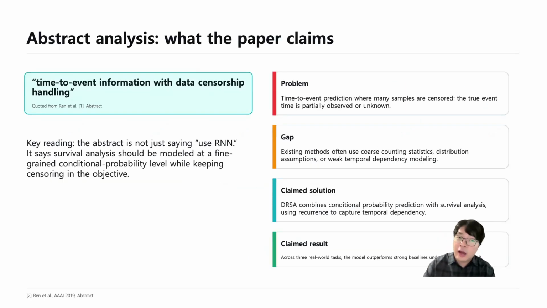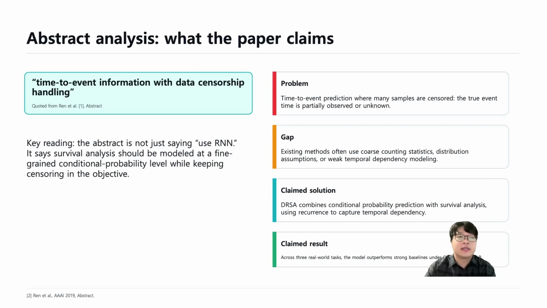So first is abstract analysis. In the abstract, the paper describes survival analysis as a problem of handling time-to-event information with data censorship. This means the model must predict event time while dealing with samples whose event time is only partially observed or completely unknown. The paper argues that existing methods often rely on counting statistics, distributional assumptions, or weak temporal dependence modeling. To address this, DRSA combines conditional probability prediction with survival analysis.